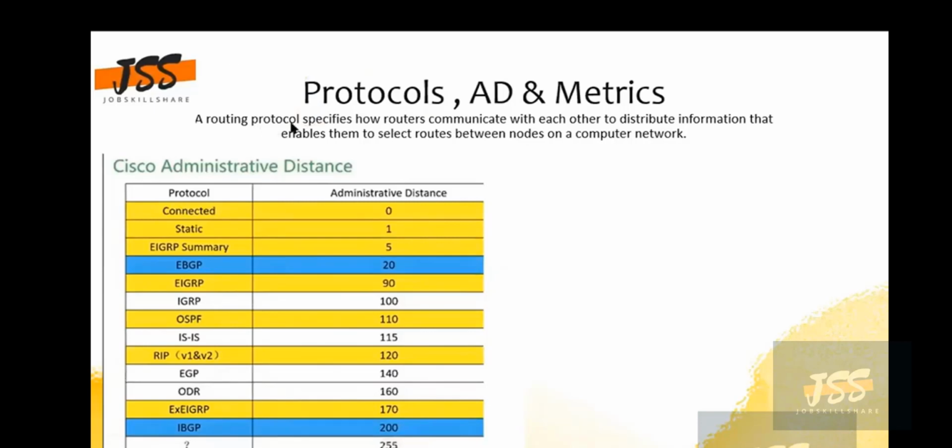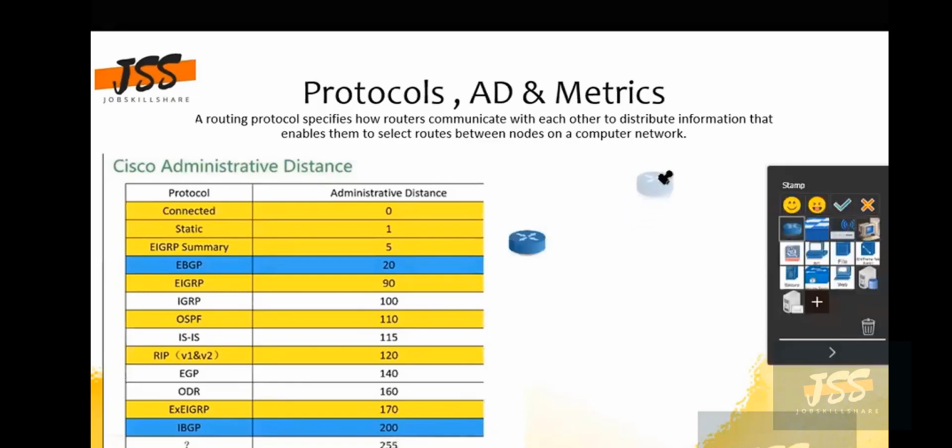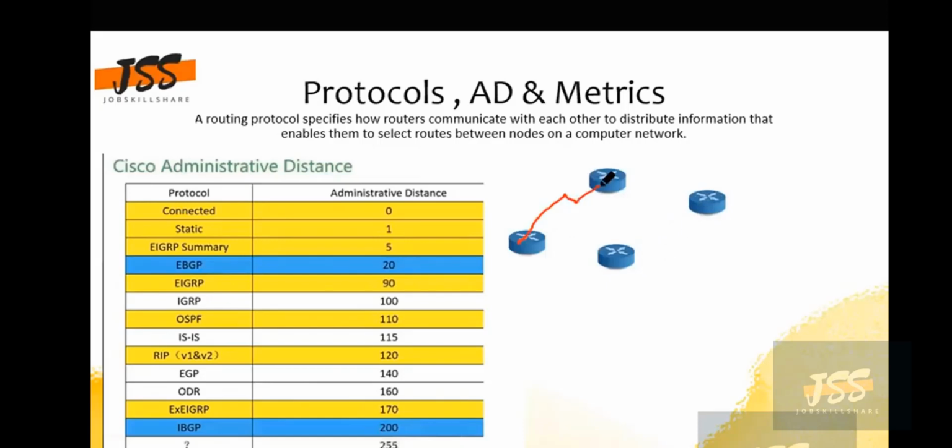A routing protocol, as it's written, specifies how routers communicate with each other. This is the first thing: to distribute information that enables selecting routes between nodes on a computer network. So the same idea, like we have multiple routers connected, and we have different subnets, like the 10 network is here, and we have the 172 subnet network here.